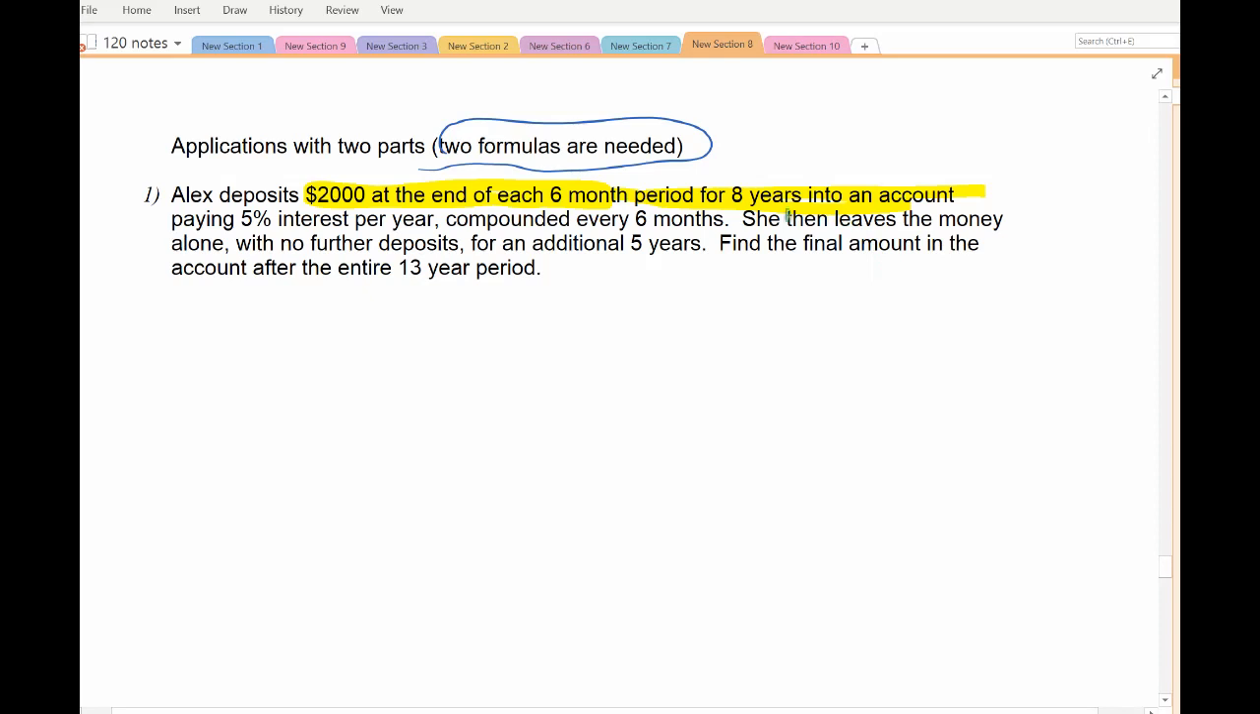Then Alex leaves the money alone with no further deposits for an additional 5 years. Which means whatever money's been accumulated to that point is going to sit in the account and earn the 5% interest compounding semi-annually. To find the amount after the 13-year period, you have to break it down into the 2 different time periods because she's doing 2 different things over those time periods.